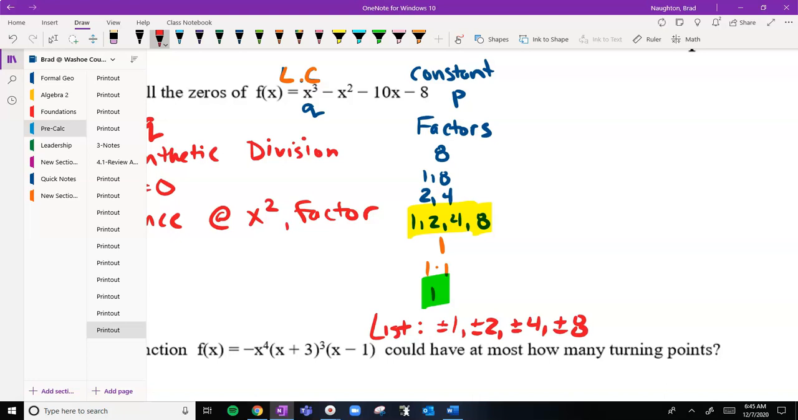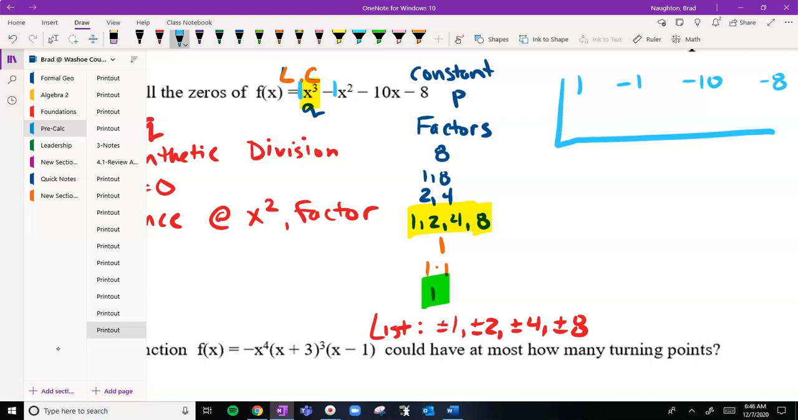So I have 8 possibilities here, again, because they're plus or minus. But what I want you to note is that's an x cubed, so that means I have 3 answers. All right. So what we're going to do now is our synthetic division. You're going to put your leading coefficients: 1, -1, -10, and -8 right there.